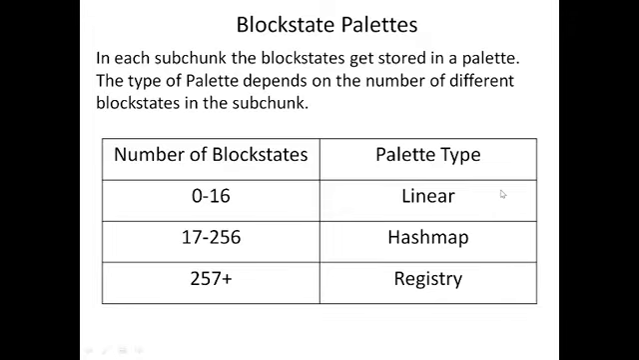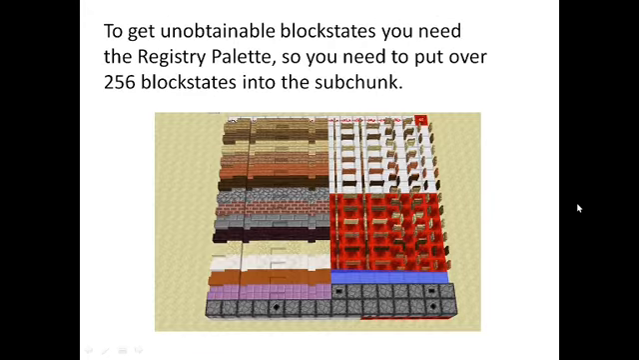And these palettes only downsize if you unload the chunk. So if you place like 256 blocks in a chunk and get the registry and then remove the blocks again, you will still have a registry, and it will only go back to the previous palettes if you reload the chunk. Now, to get the unobtainable block states, you need to have a registry palette. You cannot get them with other palettes. So before you build up the contraption, the first thing you need to do is build 256 different block states in the subchunk in which you are performing the bug. And by a block state, I mean a block ID together with a data value. Each block ID only has 16 different data values.